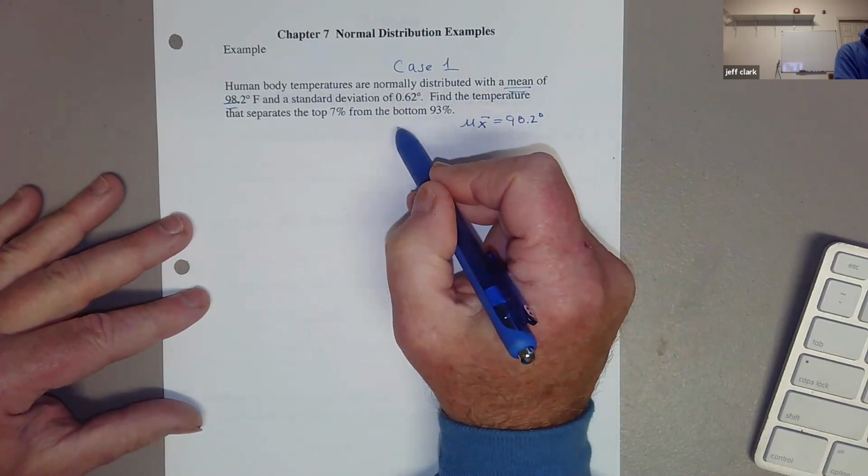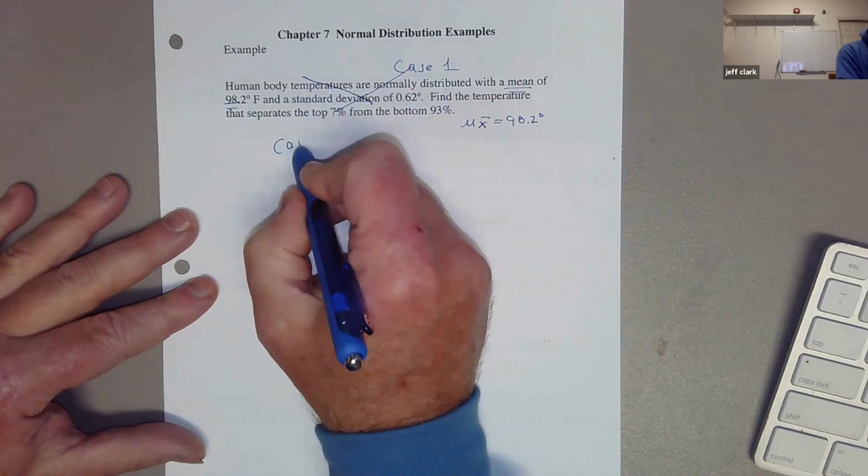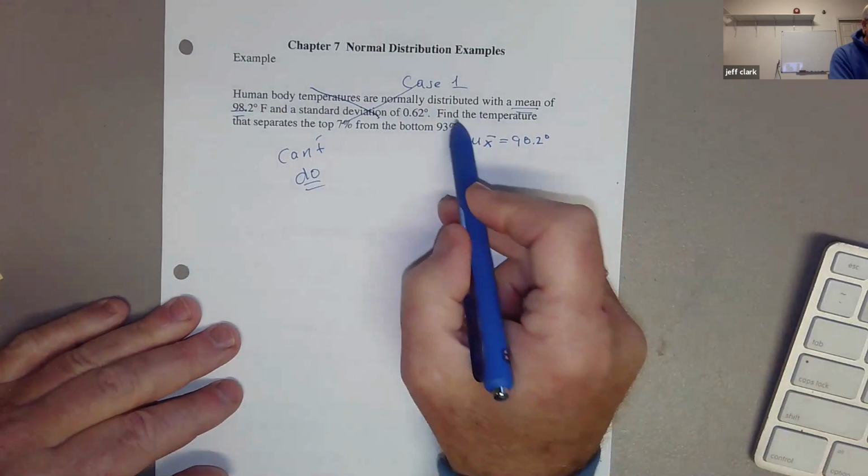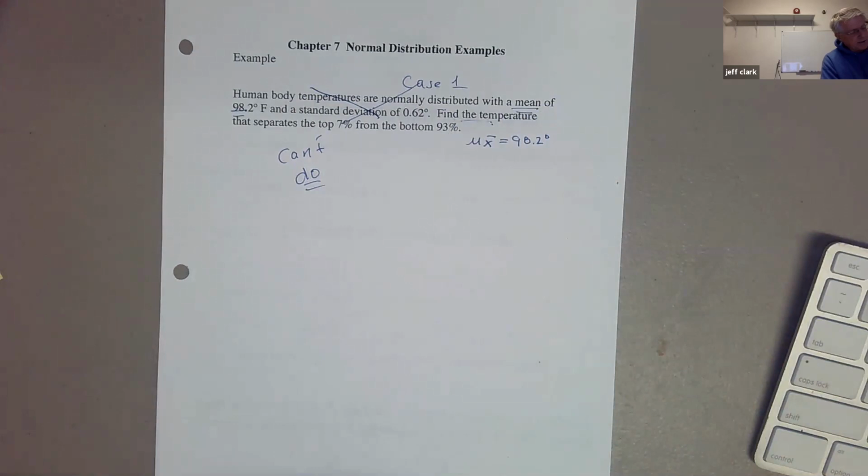Does it say a sample size here? Yeah, this one here, you can't do. There's a reason behind this. So don't do it. You can't do it. Because I haven't taught you a technique to find, in this case, it doesn't say find the probability, it says find the temperature. I haven't taught you that, and I don't intend to at this stage. So we're done. Yay. We're done.